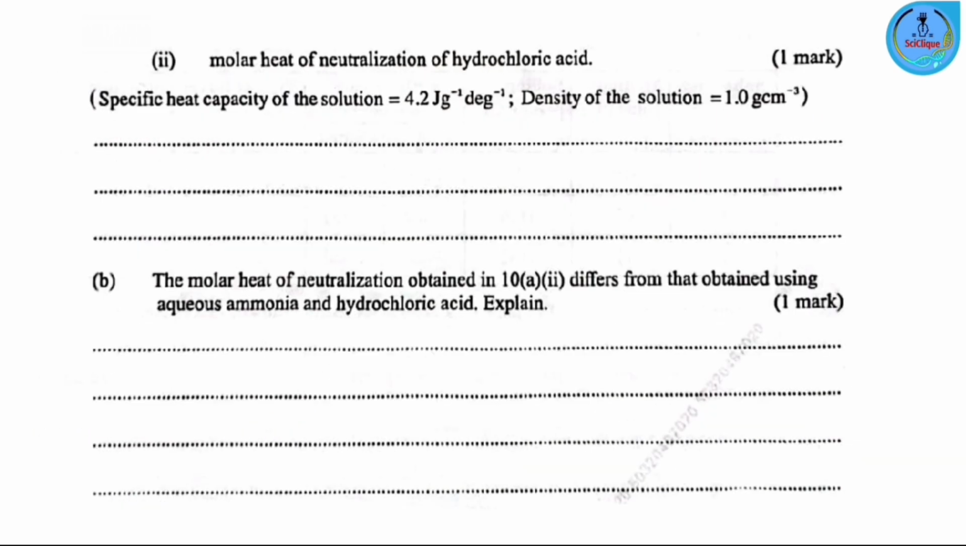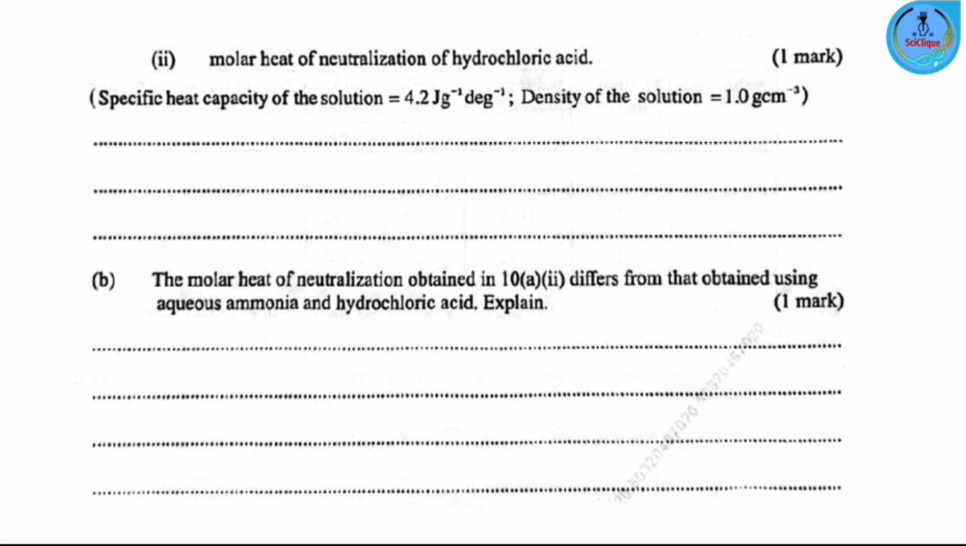Roman 2. The molar heat of neutralization of hydrochloric acid. Now, what did we just calculate? What we calculated was the amount of heat energy that was given off when 100 cubic centimeters of 1 molar hydrochloric acid was used. What is this part of the question after? It wants to know the amount of heat energy that will be released if 1 mole of hydrochloric acid is used. So first things first, we need to find the number of moles in the volume of hydrochloric acid used in the experiment.